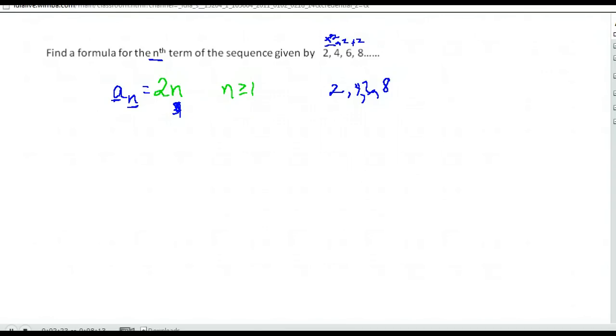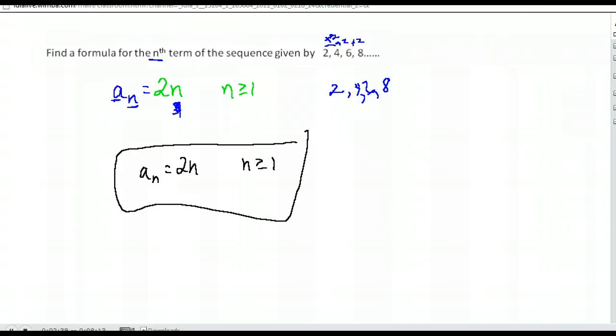So the answer to this question, find a formula for the nth term of the sequence given by 2, 4, 6, 8. Our answer would be a sub n equals 2 times n for n being greater than or equal to 1. Okay, so again, this just means the amount for the nth term, so the first, second, third, fourth, whichever term you're on, is equal to 2 times that term. And we are starting at 1 and going up from there.